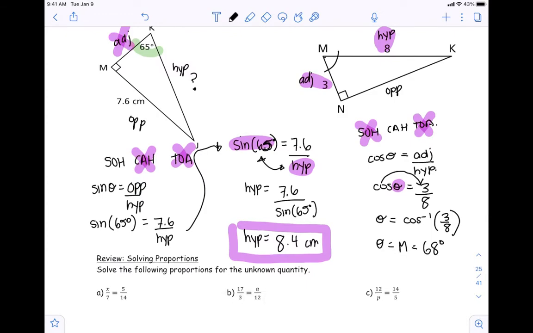Okay, so copy that in. Make sure that your answer is clear. You show all your steps, all your work.